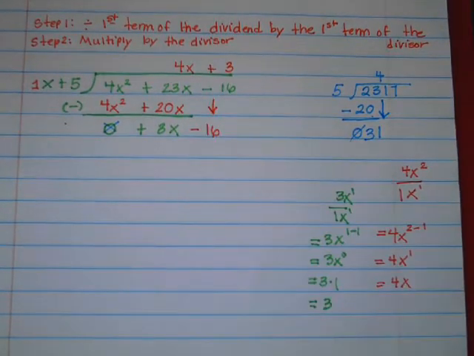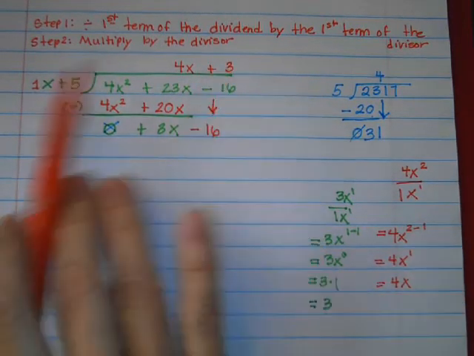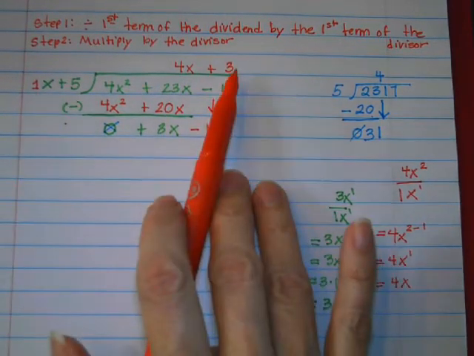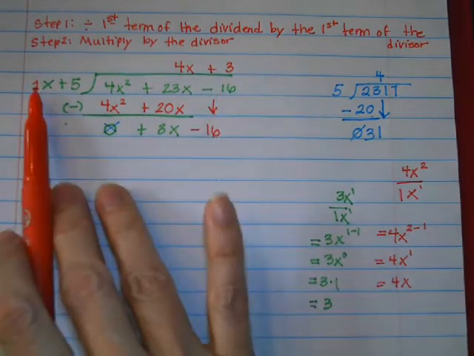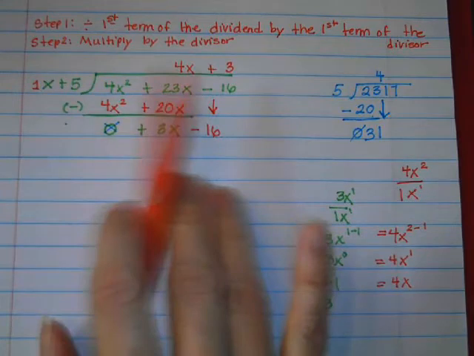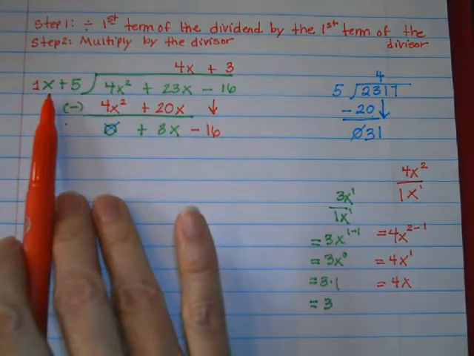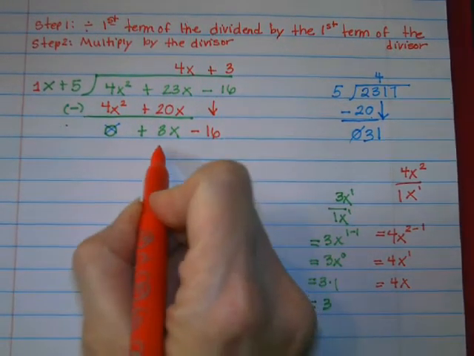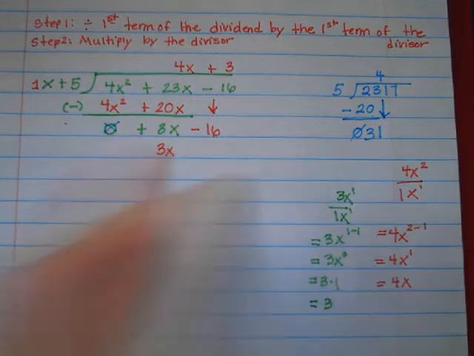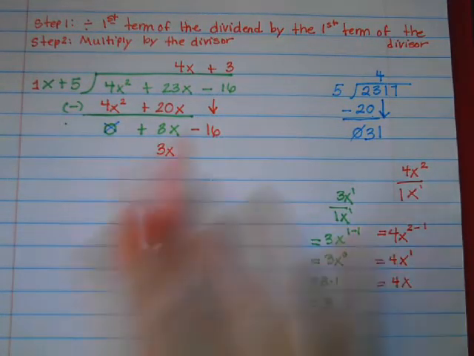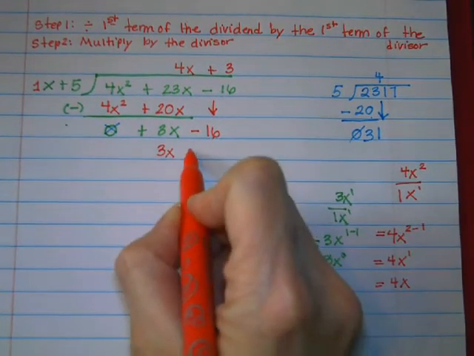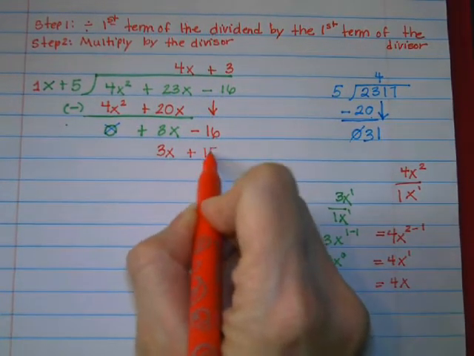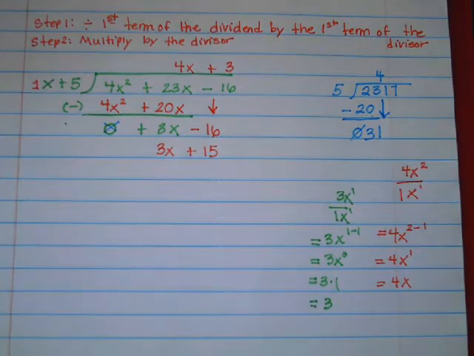So now we're going to take and distribute just like we did before. We're going to multiply the 3 times the 1x, and then the 3 times the 5. So 3 times 1 is 3. This has no variable, but we have a variable x. So 3 times 1x is 3x. We're going to write it right underneath. Then we'll multiply 3 times 5 with positive 15. So you're going to write plus 15. Again, if it had been negative, you would have written minus.